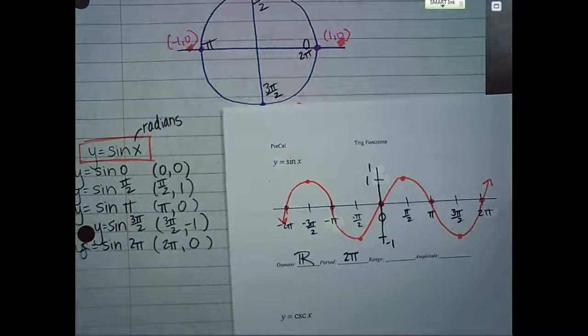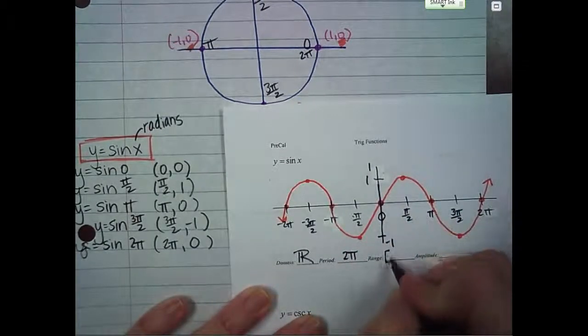Range, okay, how high and how low did I go? From -1 to 1. Remember always to put the negative first.